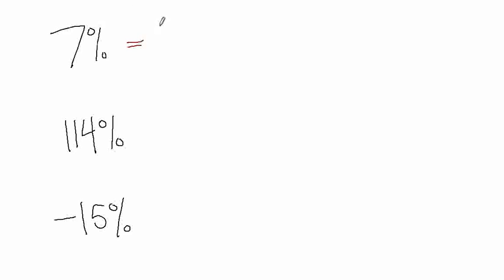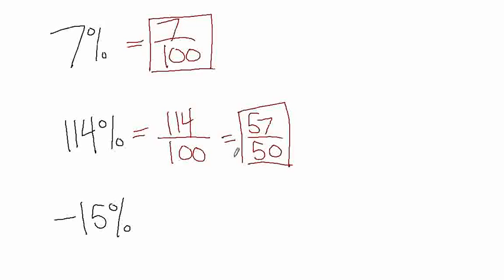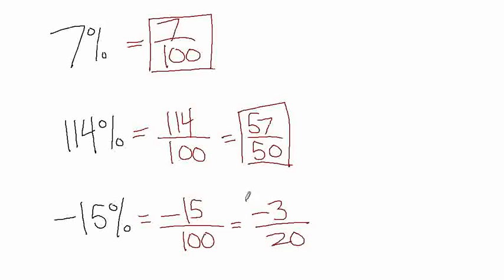So I will put the number in the percent over 100, and then if I can reduce, I will. So 7% is equal to 7 over 100. 114% is equal to 114 over 100, which is equal to 57 over 50. Minus 15% is equal to minus 15 over 100. I can divide the numerator and denominator by 5 and get minus 3 over 20.